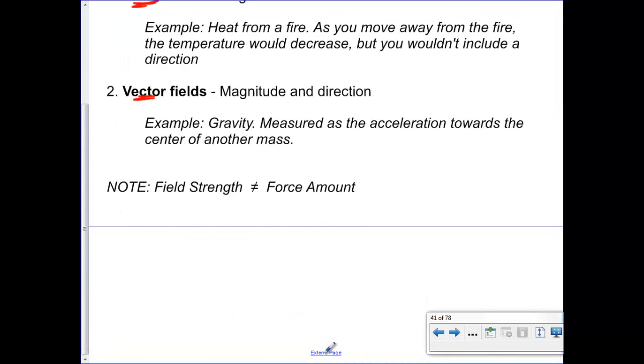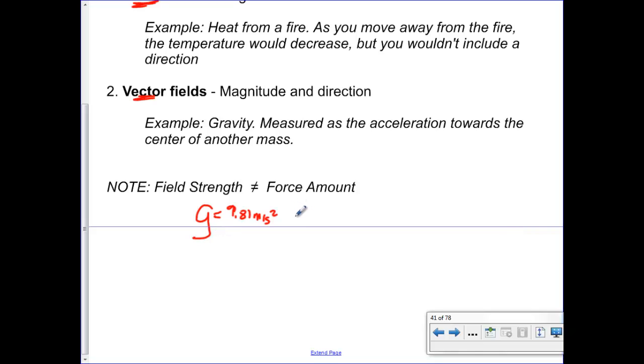Field strength and force amount are not the same thing as each other. That's one thing I realized after marking some of your tests in Physics 20. I don't think I hit on that enough. Field strength, for gravity, was little g. What's the field strength on Earth for gravity? Yeah, 9.81 meters per second squared. That's the field strength on the surface of the Earth. That being said, what's gravity's field strength further up or somewhere else? It might be different, right?